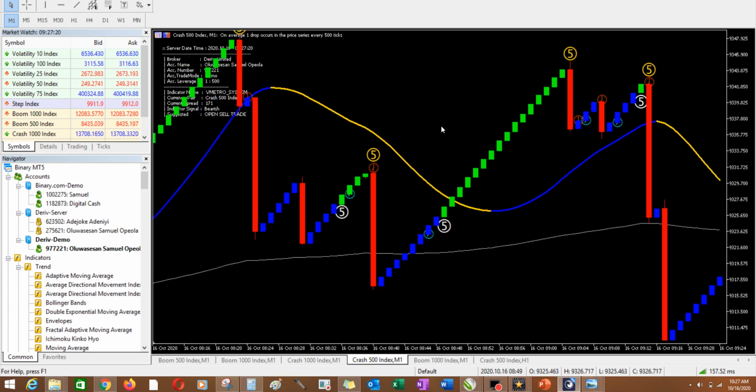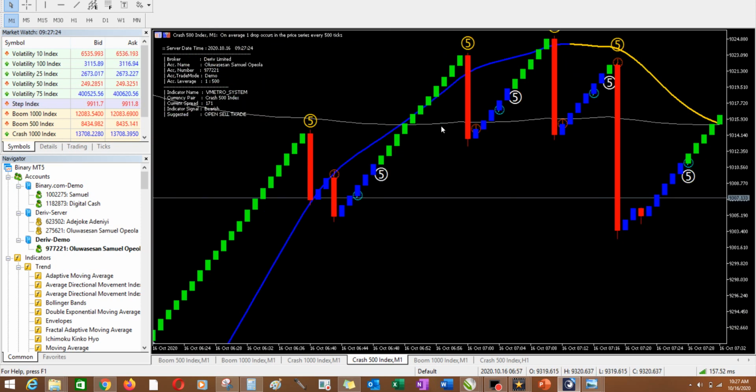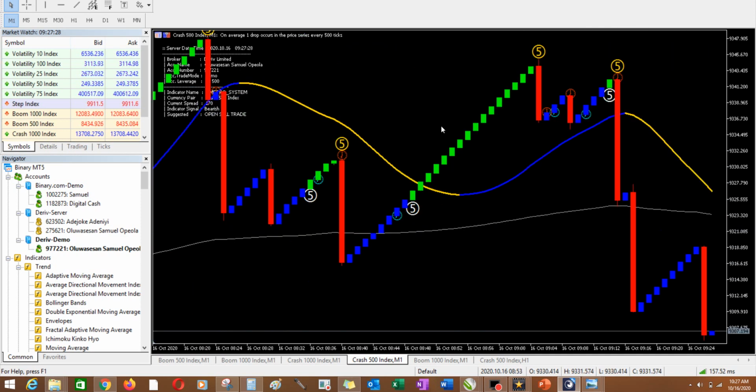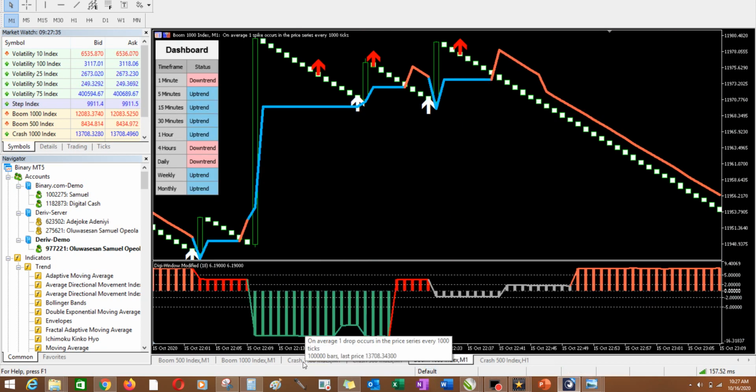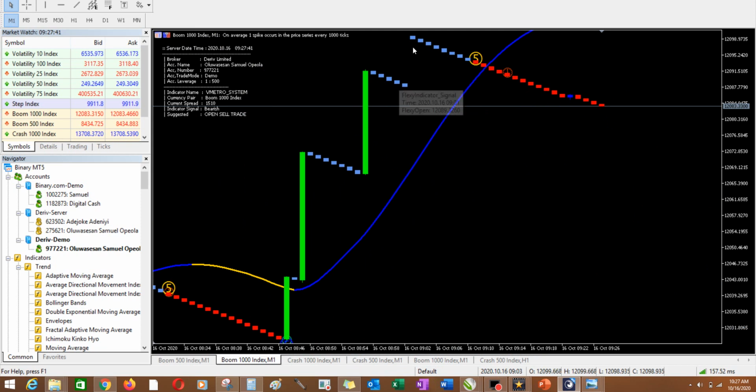Then we also have the sell signal. The sell candle is always in red, and it also comes up with a faint blue color for you to prepare to sell. Let me see if I can get that. Okay, you can see the faint blue color. It is telling you to prepare to sell, and once it starts changing to red, then you should know that you should be ready to sell.